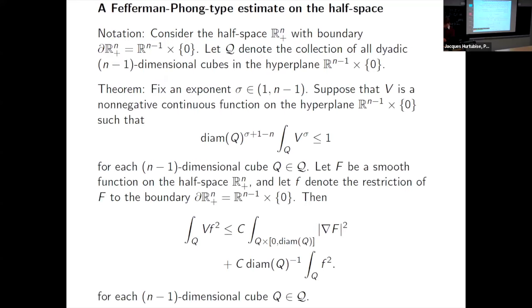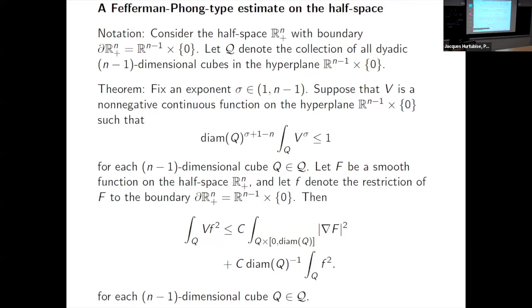Now, maybe in the last 1 or 2 minutes, let me tell you about the Fefferman and Phong estimate, since this plays an absolutely central role. To state it, let's consider a half space. And let's consider the collection Q of all dyadic (n-1)-dimensional cubes sitting in the boundary of that half space. So we have this (n-1)-dimensional hyperplane, and then we look at dyadic cubes sitting in there.